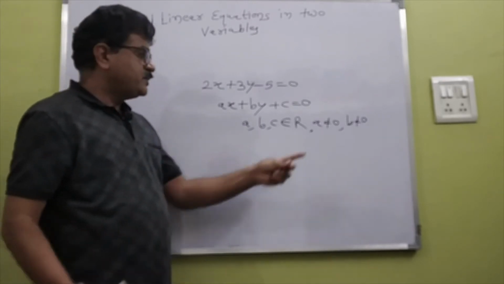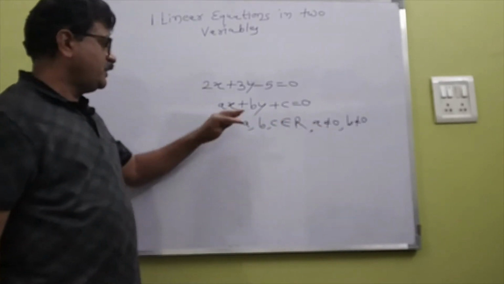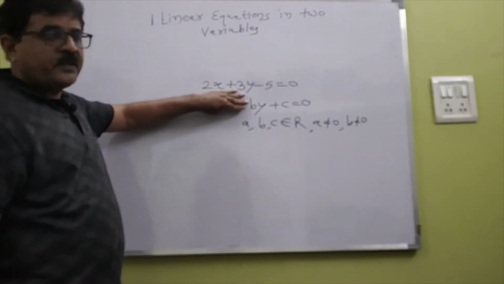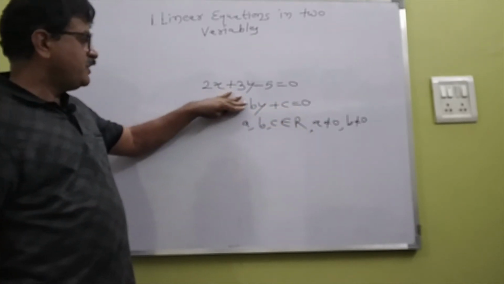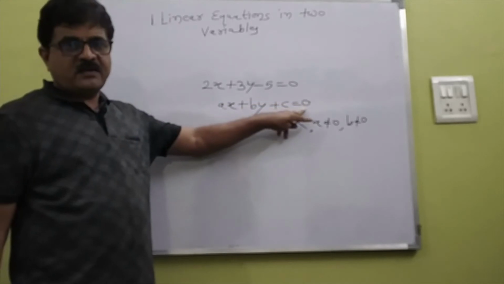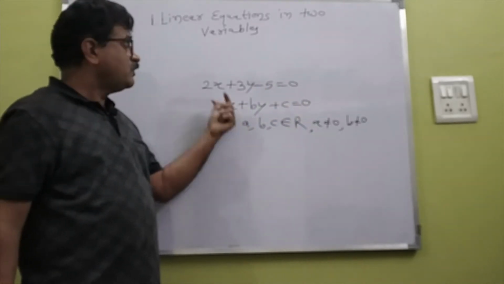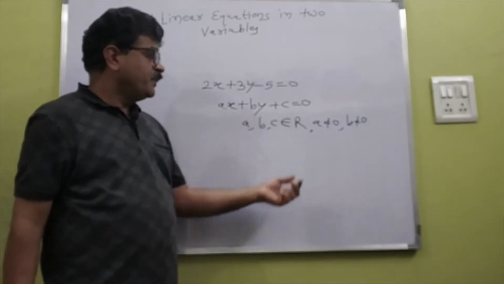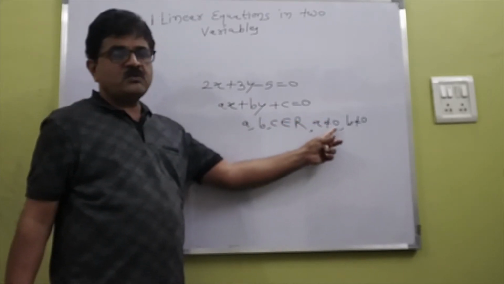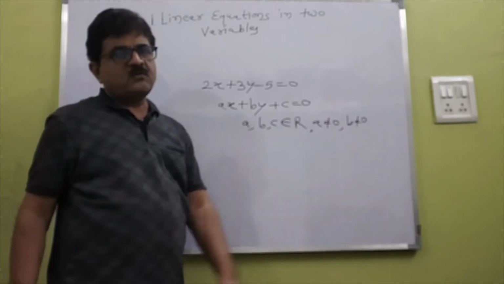But if a is equal to 0, the value of a becomes 0, then the first term becomes 0, and the equation by plus c is equal to 0 comes. This is a linear equation in one variable. Now we have to learn linear equations in two variables. Therefore a is not equal to 0, also b is not equal to 0.